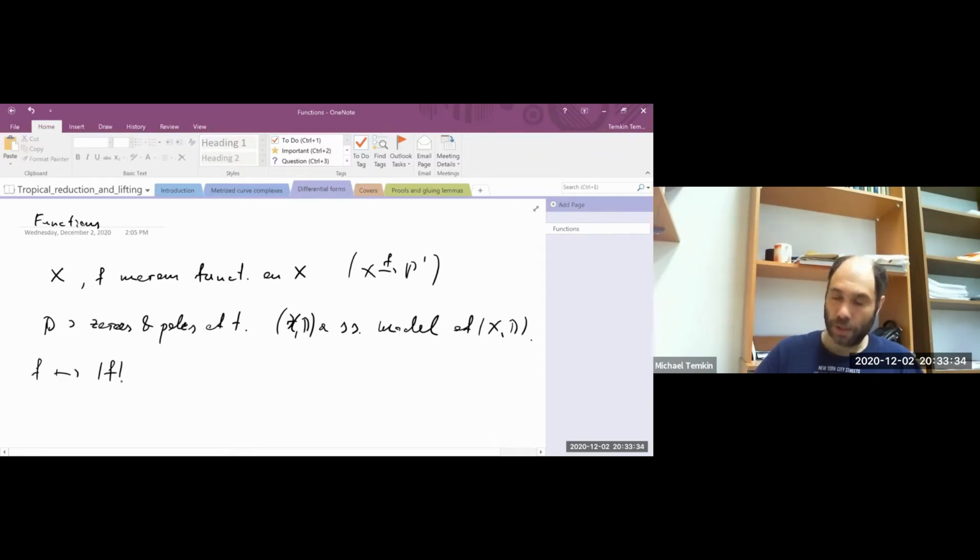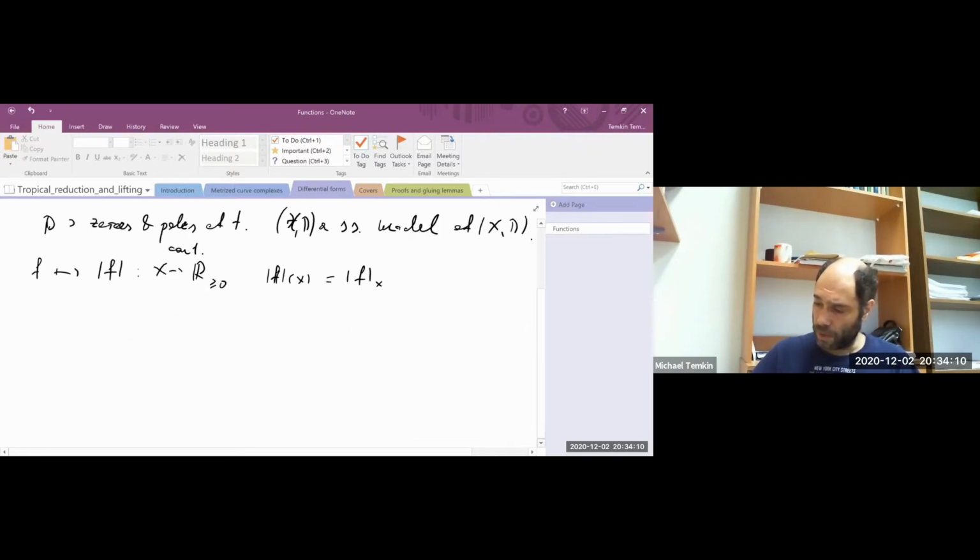First of all, we can associate the absolute value of f. This is a function from X to R greater than or equal to 0, continuous by the way. In fact, the topology is defined in such a way that this is the biggest topology on the Berkovich space, so that each such function is continuous, and it sends a point x to just the absolute value of f, the value corresponding to x. Just compute the absolute value of f.